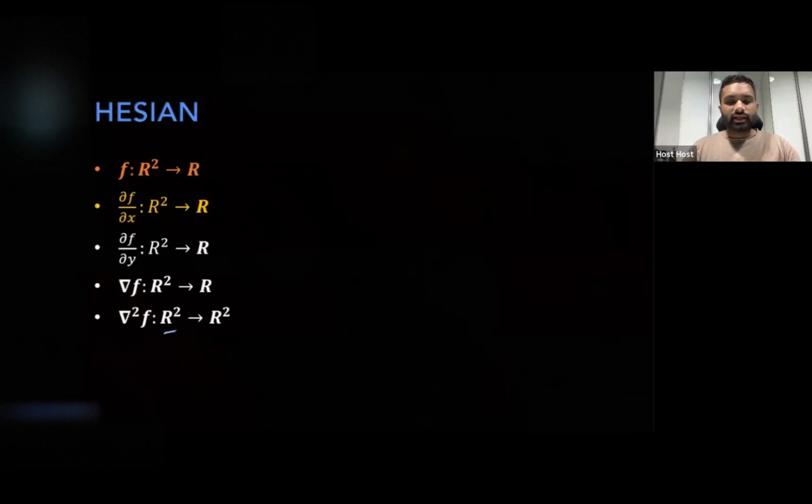I'm sorry, there is a slight typo in both in this slide. So ideally, in the gradient, the domain is R square to R square. In the Hessian, the domain is R square and the codomain is R square 2 cross 2. So the codomain is R 2 times 2.